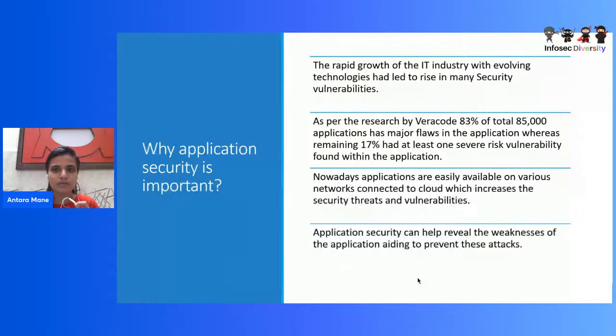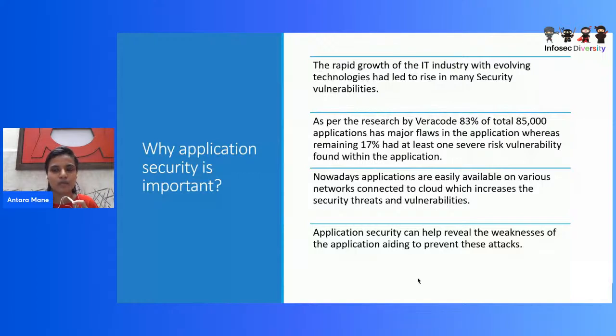As we all know, the IT industry is rapidly growing with the newer evolving technologies. So these evolving technologies have also led to a rise in many security vulnerabilities. There was a recent research done by Veracode. According to that research, 83% of the total 85,000 web applications had major flaws in the application, whereas the remaining 70% had at least one severe risk vulnerability identified within their applications.